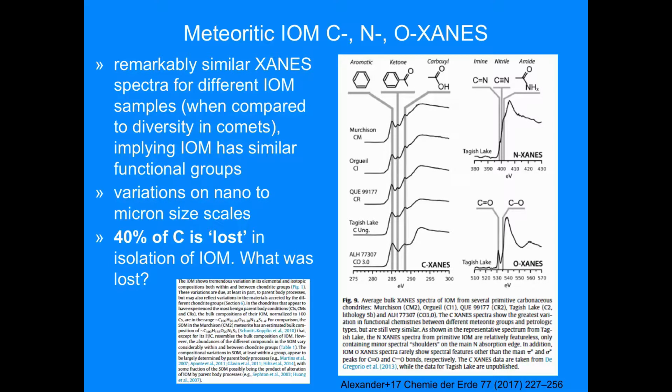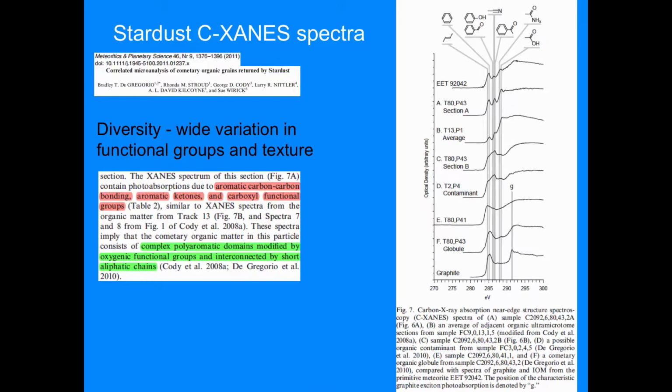So just also note that 40% of the carbon is lost in how they prepare the samples for study. And also, if you go and read this wonderful paper by Conel Alexander, you'll find out that they do all kinds of horrible things to the IOM. They heat it and bombard it, and it still manages to survive quite a bit.